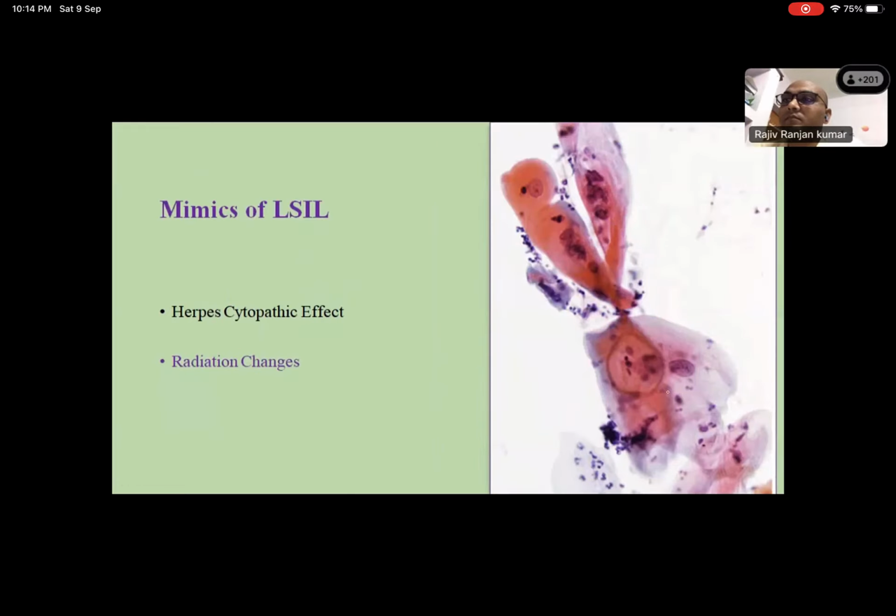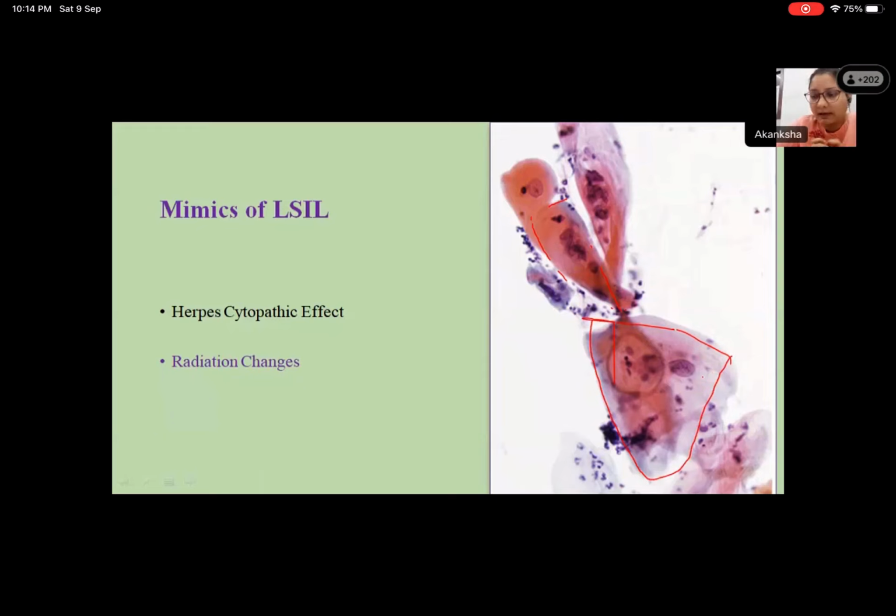There are certain mimics of LSIL, common ones could be a herpes infection where you get multinucleation, or radiation changes. So patients who receive radiotherapy for genitourinary cancer, for cervical cancer, when you take a smear from them, you can get changes like this. You see this markedly enlarged squamous cell. You can get these large nuclei. But what do you think about the NC ratio? So let's take this cell. The NC ratio will be low in case of radiation.